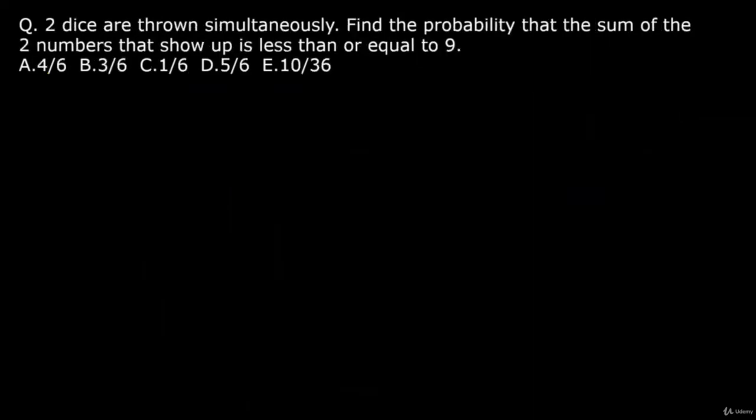Let's read the next question. 2 dice are thrown simultaneously. Find the probability that the sum of the 2 numbers that show up is less than or equal to 9. Alright, now what's the answer to this question? The correct answer is option D, that is 5 by 6.